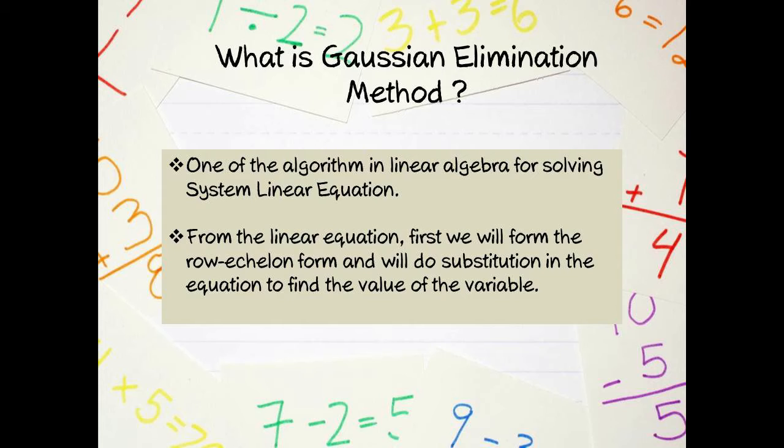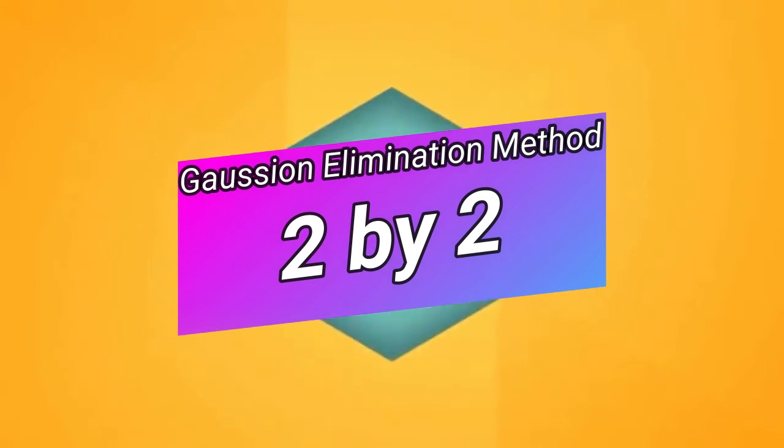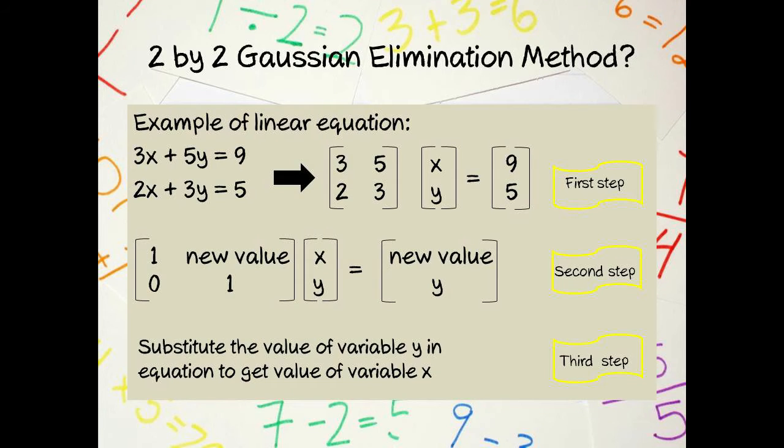There are two types of Gaussian Elimination method. One is 2 by 2, another one is 3 by 3. The 2 by 2 Gaussian elimination method is easier than 3 by 3. In the 2 by 2 method, first we will transform the linear equations into an augmented matrix. Then we will try to change the augmented matrix into a row echelon form. At last, we will substitute the value of y in the equation to get the value of x.